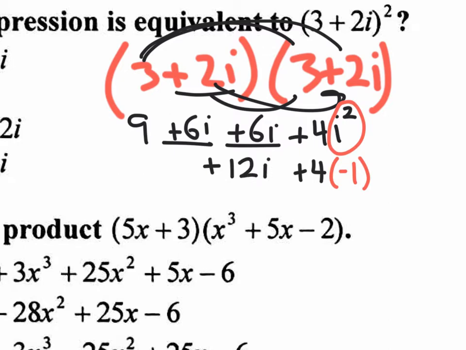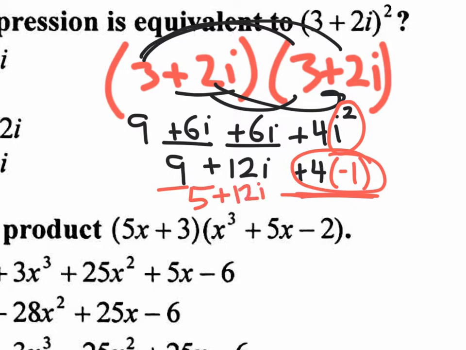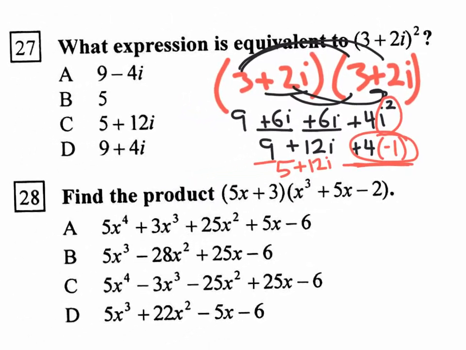And let's not forget about the 9 that's out in the front. But anyway, this right here is really a -4. So what's our final answer going to be? It's going to be 9 minus 4, because this is a negative 4, that's really going to be a 5. So 5 is the first part of your answer, plus 12i is the second part of your answer. 5 plus 12i is your answer, which is answer C.